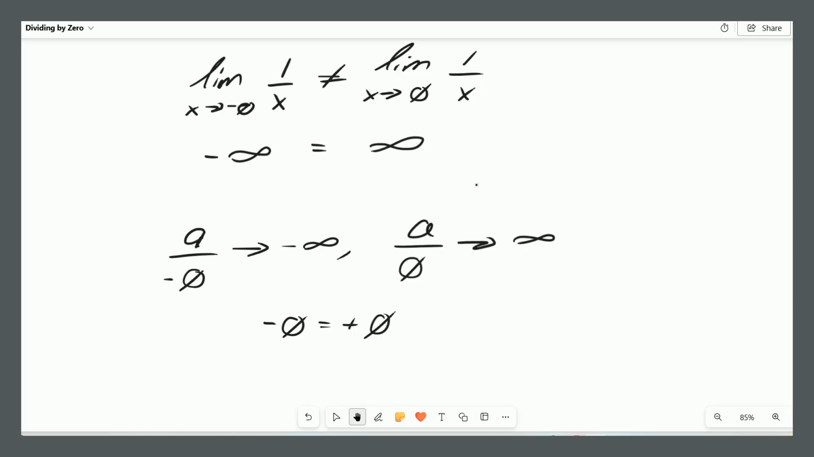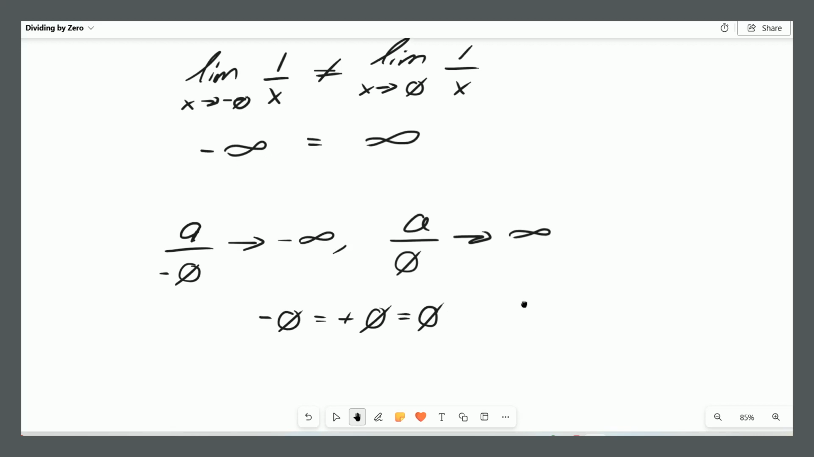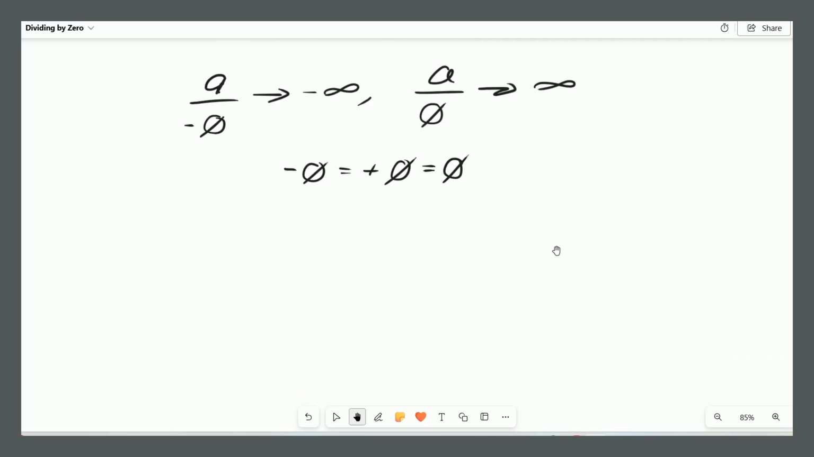That is a logical contradiction, and that's why an answer to dividing by 0 cannot be defined, because dividing by 0, depending on what direction you look at it from, the positive direction or the negative direction, gives you a different answer, positive infinity or negative infinity. Now, that said, there are situations where you can divide by 0. That's regularly encountered in calculus.